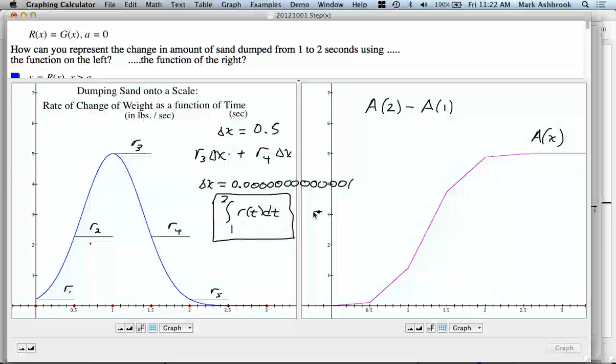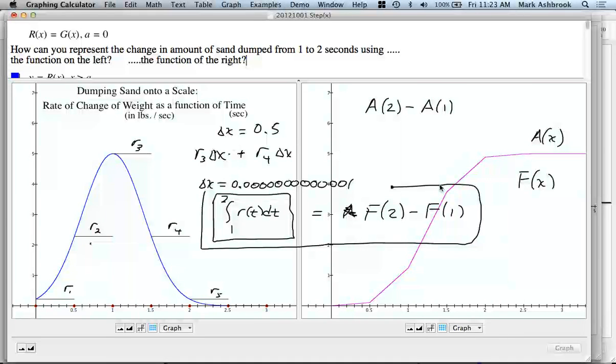That's right. And so that, if we had our true accumulation function, so this is the approximating accumulation. If we had the true accumulation function then, it would equal F2 minus F1. Okay, so this is a glimpse at where we're going. We'll talk more on Monday.